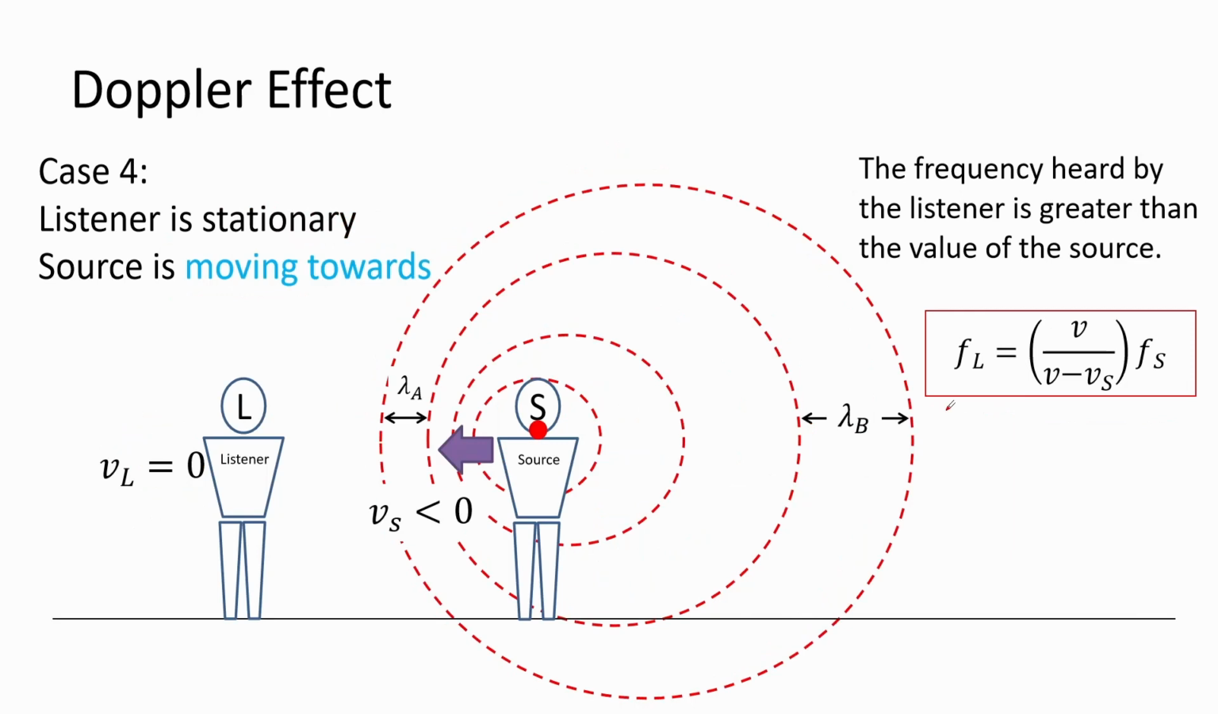Here we have a scenario where the listener is stationary but the source is moving towards the listener. Logically, we expect that the sound heard would be louder. The formulation for the frequency heard by the listener is given as the ratio of the speed of sound in air over the speed of sound in air minus the speed of the source, times the frequency of the source. So, we see that the ratio factor would result in a value greater than 1 and would result in a frequency greater than the source.